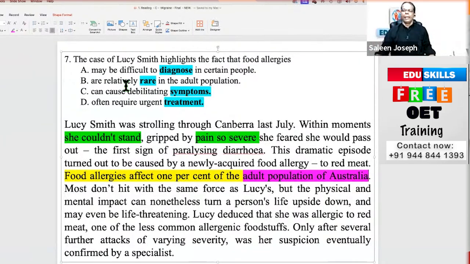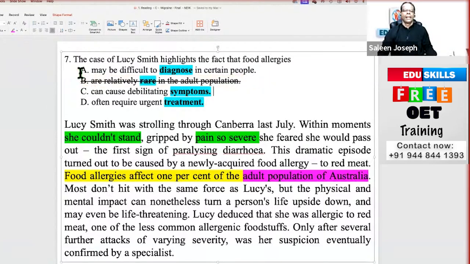For example, if you say Kerala has a very rare incidence of dengue, and the answer option says dengue is very rare in the population, are they the same? No, Father. You got the idea, no? You have to be very specific because it looks the same. At times they give exactly the same: food allergies are rarely found in the adult population of Australia. Then you will say, see, B option is right. But this is a general statement, whereas the text is speaking about a particular country.